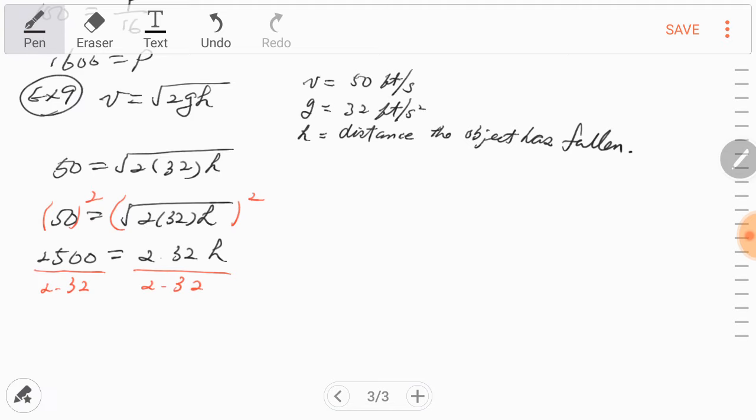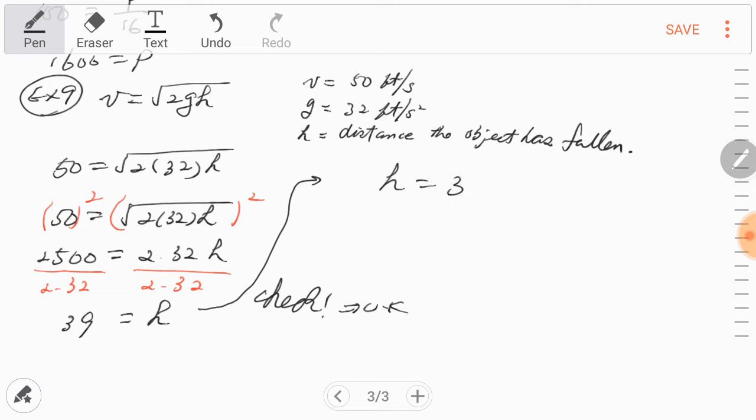Okay, then we can cancel out the right side, so h is equal to 2500 divided by 2 times 32. Why don't we just use a calculator? Then this will give you 39. We can check this: since our calculation is correct and the square root is positive, this will be okay. So when we check, this is okay, right? So the solution: the height is 39 feet.